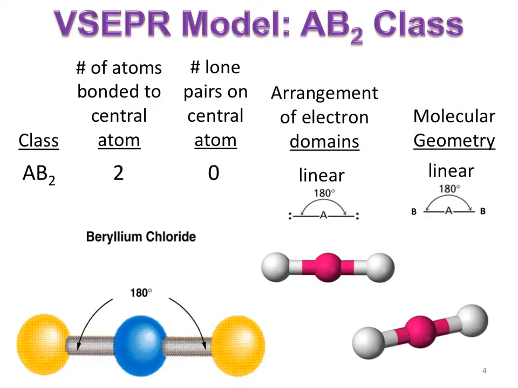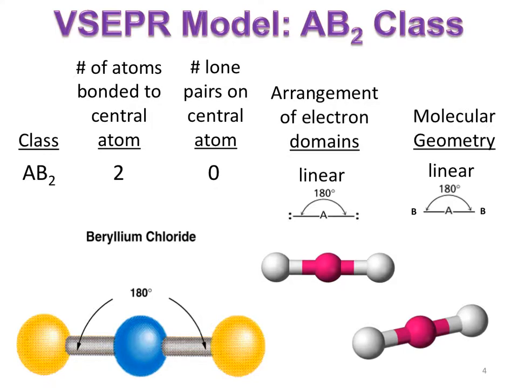The valence shell model is broken down into classes. Each class is designated A, B, E, with the A being the central atom, B being the number of bonded atoms, no matter what the number of bonds, whether it be a single bond, double bond, or triple bond. And then finally, E is a designation for lone electrons or lone pairs of electrons that occupy an electron domain.